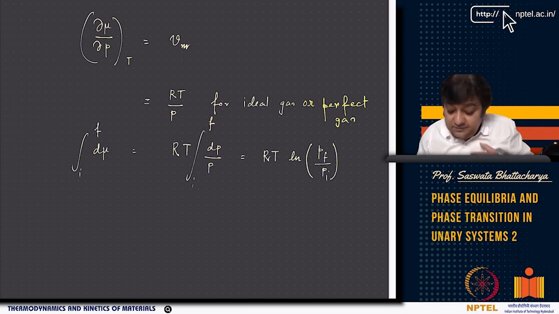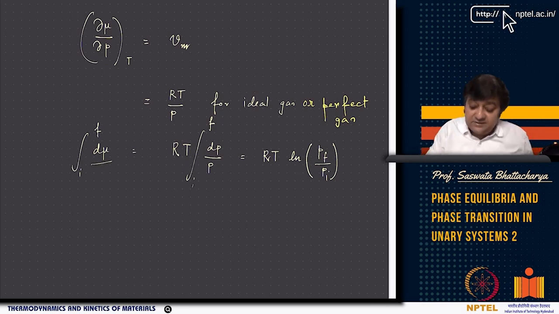you have dμ, which is RT dP/P, again integrating from the initial to the final state, which is RT ln(Pf/Pi), right? So if I know the final pressure and the initial pressure, I know the change in μ from the initial state to the final state, or the change in molar free energy between the final state and the initial state.